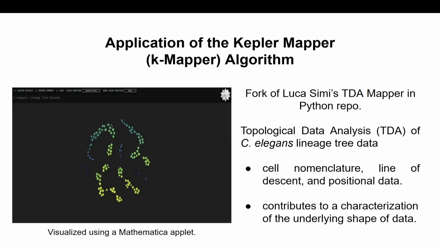Topological data analysis was conducted on the C. elegans lineage tree data. It allowed us to preserve the cell nomenclature, the line of descent and positional data, and to characterize how those fall in terms of shape. And then this contributes to a characterization of the underlying shape of the data. So one step in building graphs is to characterize the connectivity and the sets of relationships between the nodes, which represent the cells of a certain nomenclature, a certain line of descent in that lineage tree, and a certain position in the embryo.